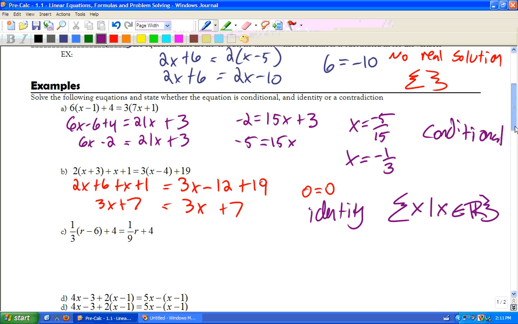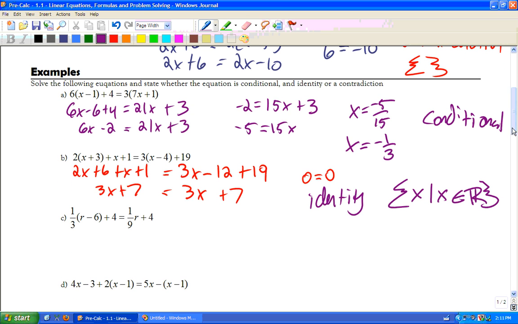C and D end up being pretty much more the same thing except for fractions. We'll run through C real quick. D is not a great example. You can try that one if you want.